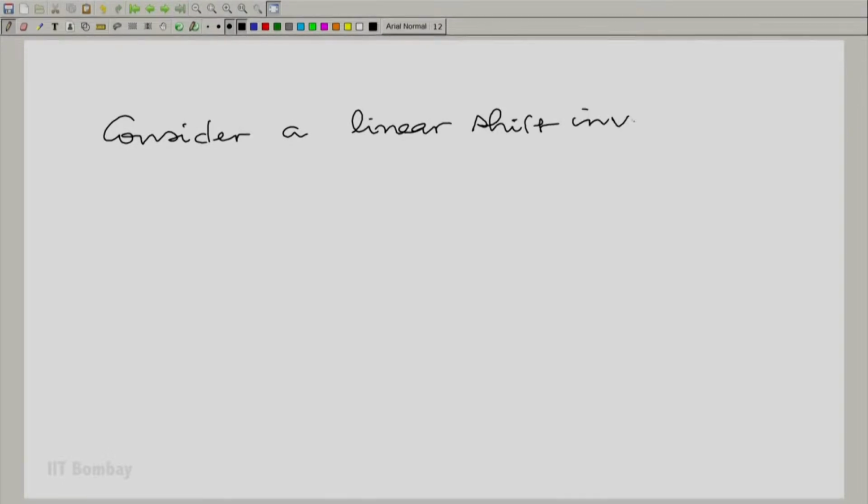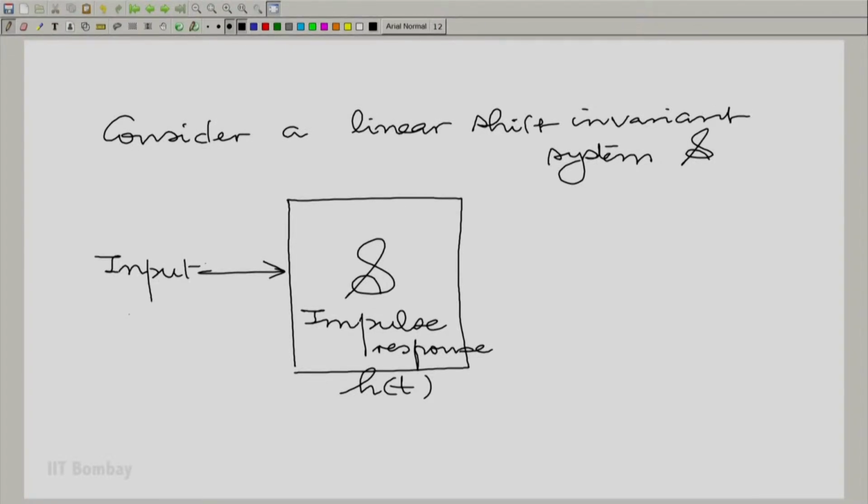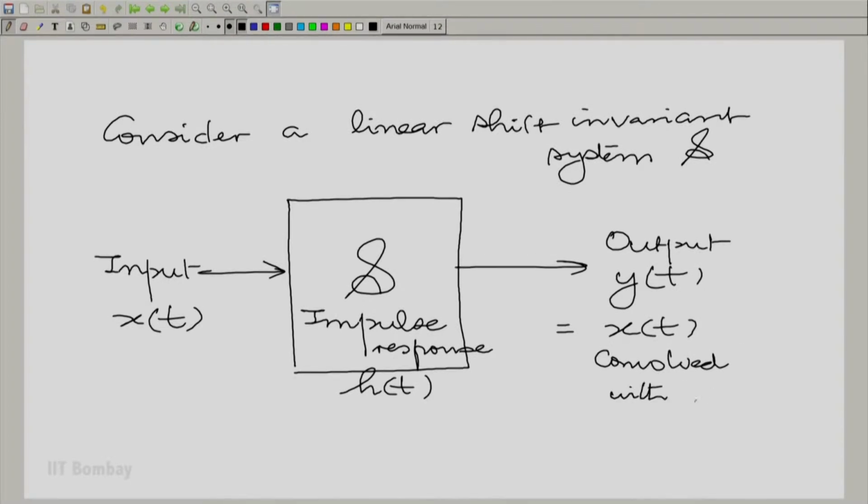For a linear shift invariant system where you have an input and an impulse response, both of which have Laplace transforms, that means, if you can ensnare both of them by an appropriate complex exponential, by a decaying complex exponential, then you can apply this property. So, consider a linear shift invariant system. Let us call it script S. It has an impulse response of h(t). It has an input x(t) and the output y(t) is the convolution of the two.